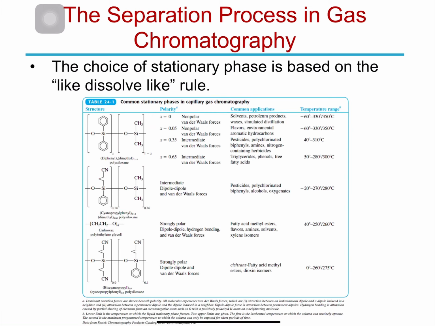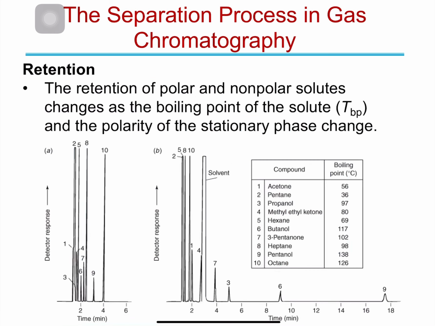What do we mean by like dissolves like? That means if you have polar components, then you tend to use polar stationary phase. And if you have nonpolar components, you tend to use nonpolar stationary phase. Because if you use polar stationary phase and the components that you want to separate in your sample are nonpolar, they will not be retained. They will be eluted quickly out of your column and vice versa. So if you want to separate different nonpolar components, you have to use nonpolar stationary phase. And if you have polar components, you have to use polar stationary phase.